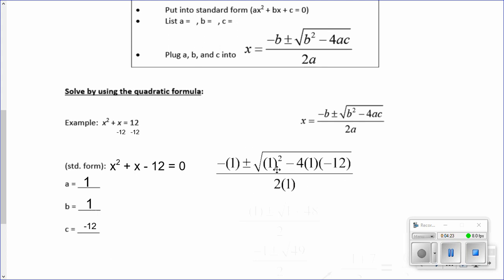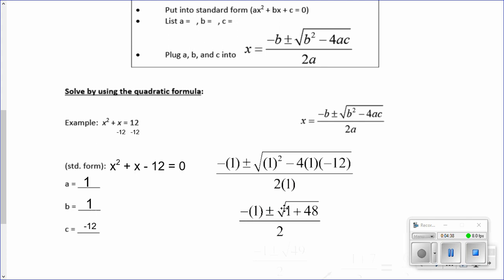And I just did it kind of all in one step. I did the 1 squared and the multiplying here, and I got 1 plus 48 because the negative 4 and the negative 12 multiplied to be a positive 48. And I did the multiplication on the bottom as well and just got 2.